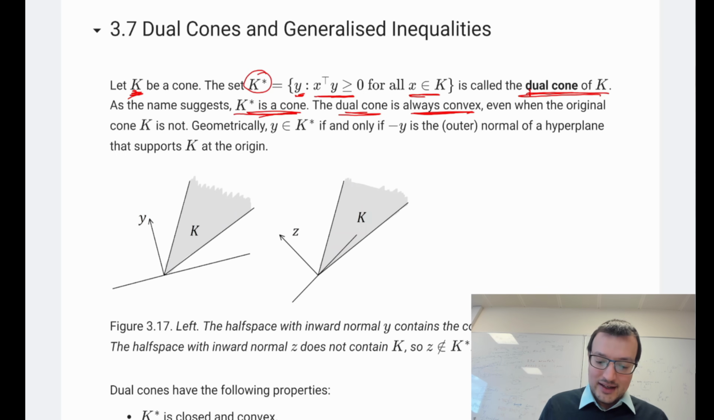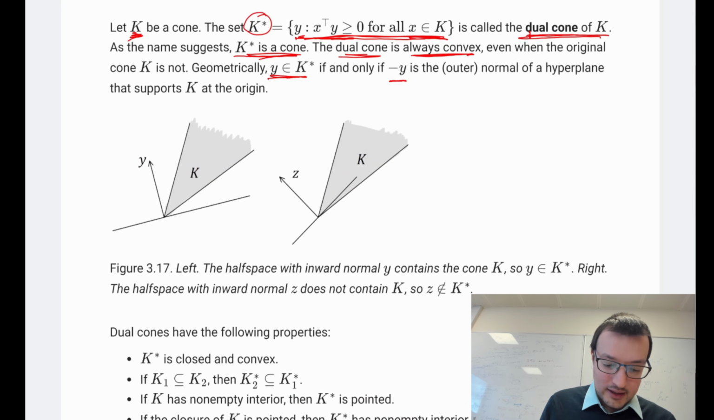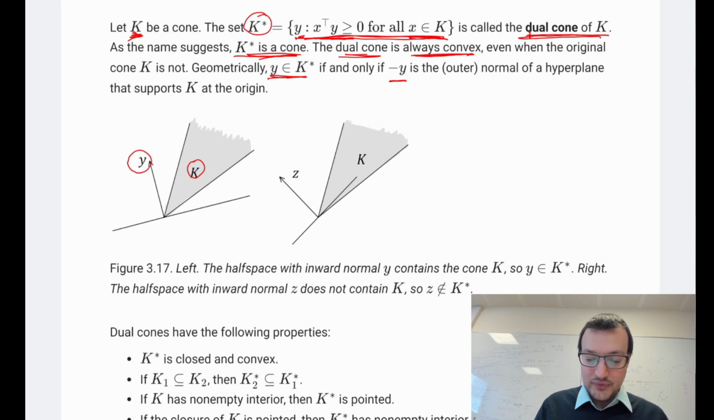A geometric characterization of this condition is the following. y belongs to the dual cone if and only if minus y is the normal of a hyperplane that supports K at the origin. What does that mean? So let's consider a cone K here, that is given over here. Okay, so if we want to check if y belongs or not to the dual cone, we consider the normal y associated to this hyperplane, okay?